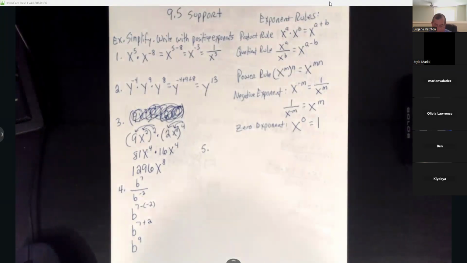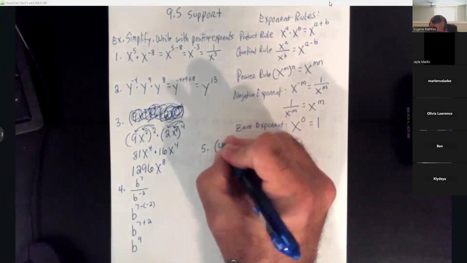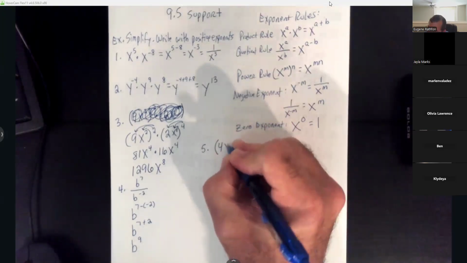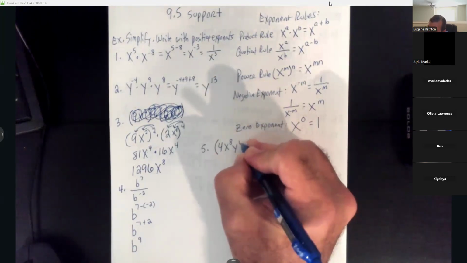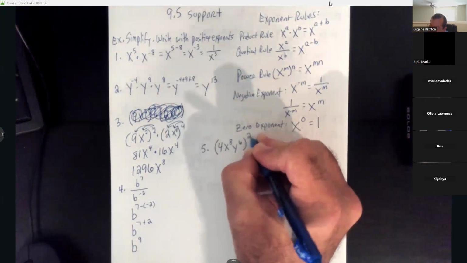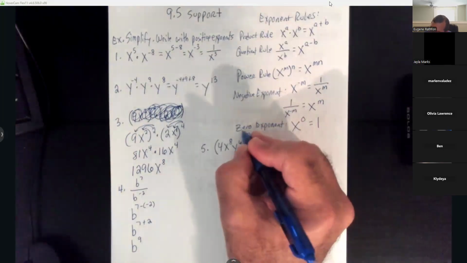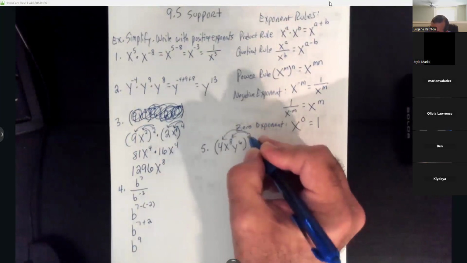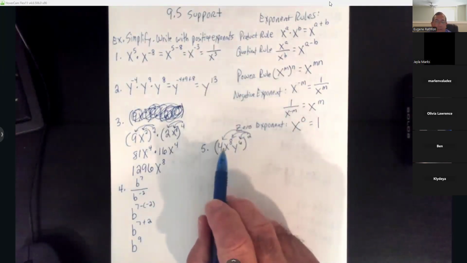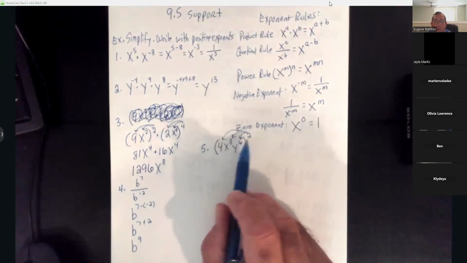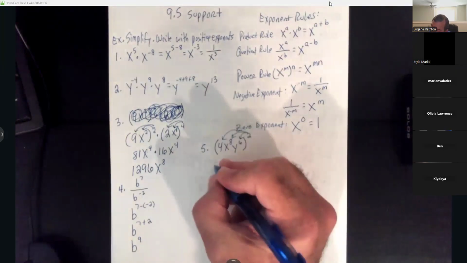All right, y'all, one more. And this is going back to that power rule. 4x to the 8th, y to the 6th, squared. So basically, we're just going to distribute this outside exponent to all three of these factors. So first of all, 4 squared would be 4 times 4, which is 16.